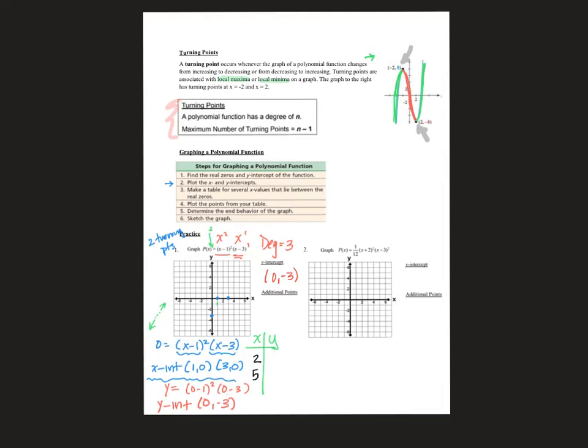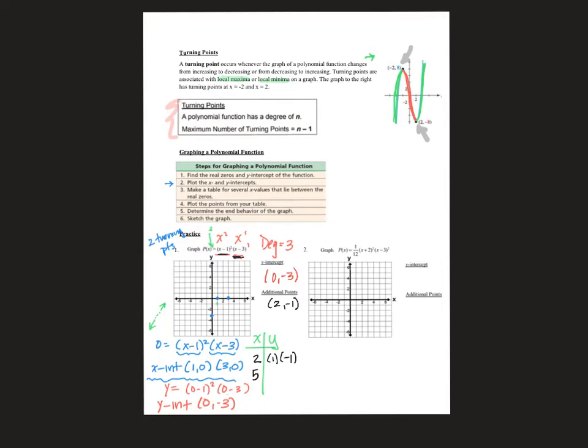If I plug 2 into this function, I'm going to have 2 minus 1, which is 1. 1 squared is going to give me a 1. And then same thing here, 2 minus 3 is going to give me a -1. If I multiply those together, I get a -1. So one additional point on my graph is going to be 2, -1.